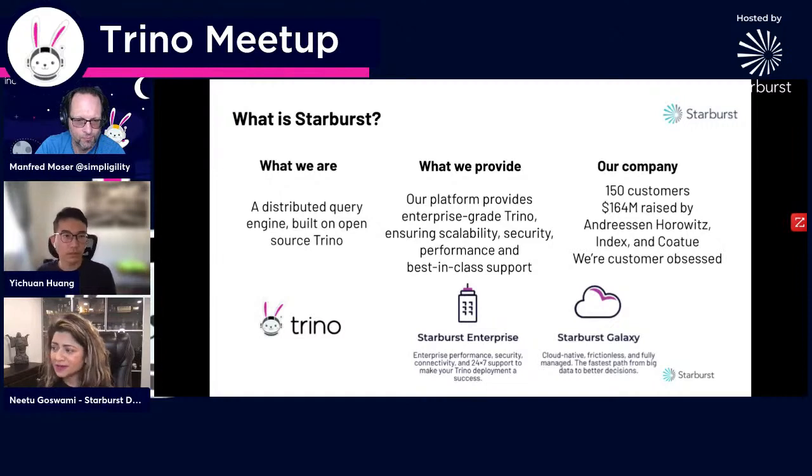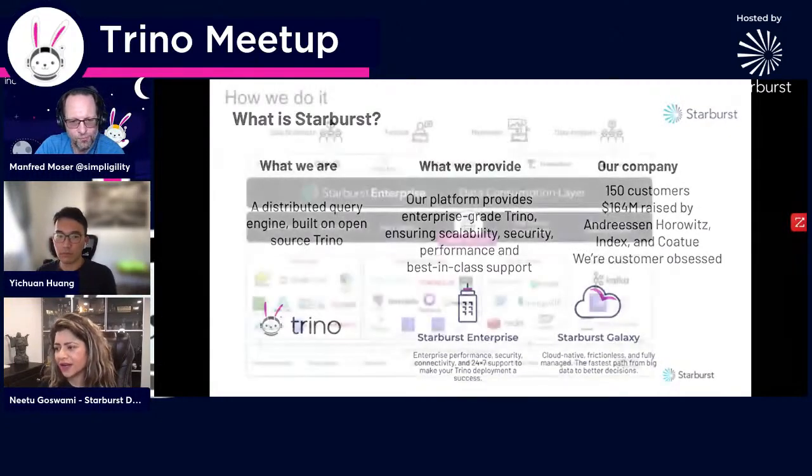Okay. We've been selling as Starburst for around the last 2 years now, and we already have 150 enterprise customers, almost $500 million raised from very impressive, different types of organizations that you can see over here. But it provides you with that enterprise-grade Trino, ensuring scalability, security, performance, and that enterprise-grade, best-in-class 24/7 support that we're providing for our customers. Okay.